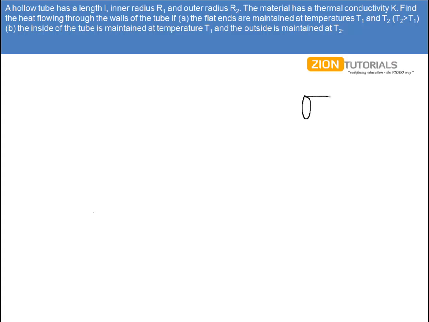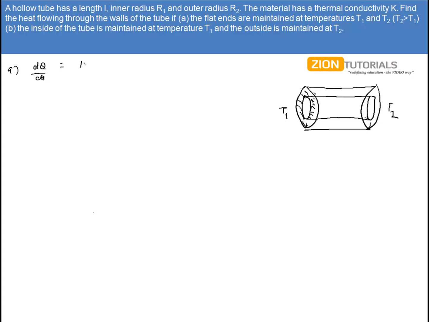Let's say this is my cylinder, and let's say the outer one like this. If the flat ends are maintained at temperature T1 and T2, it is very clear that this is the shaded area from where heat will flow. So heat flow is given by K A delta T by L.